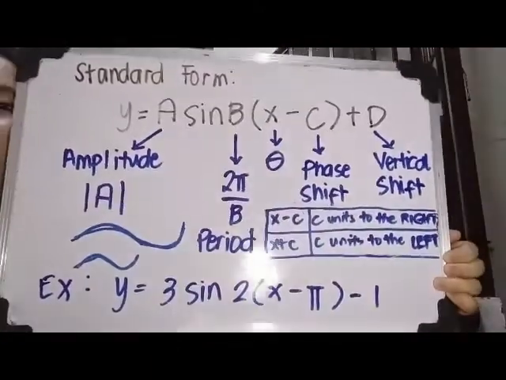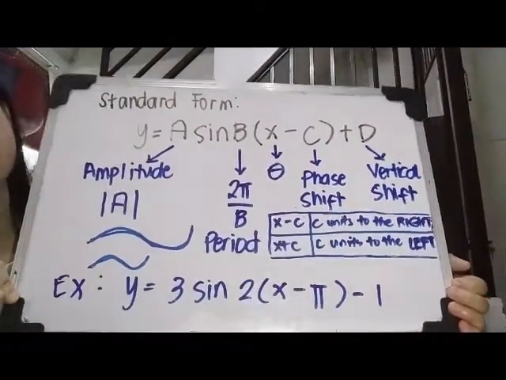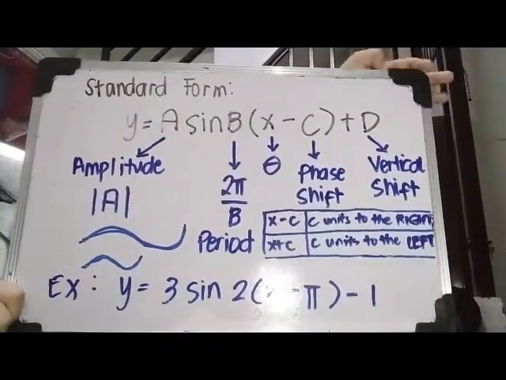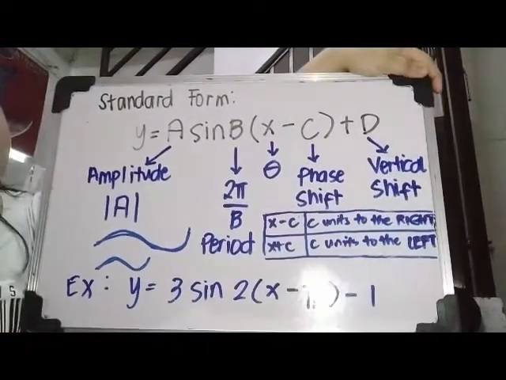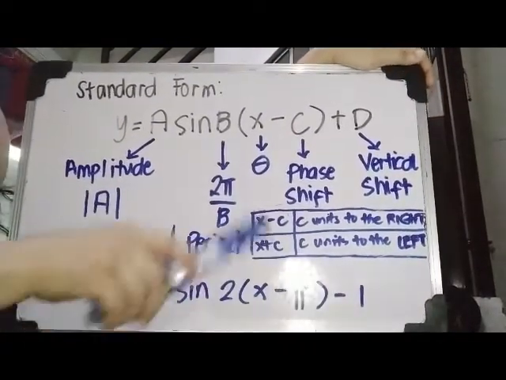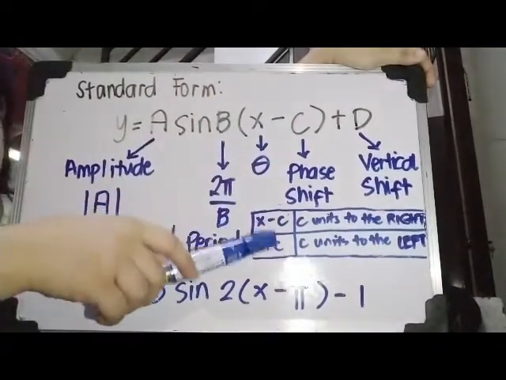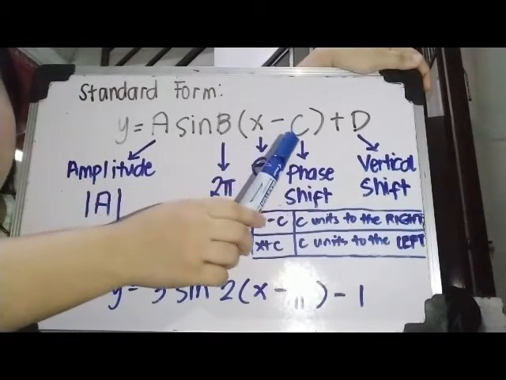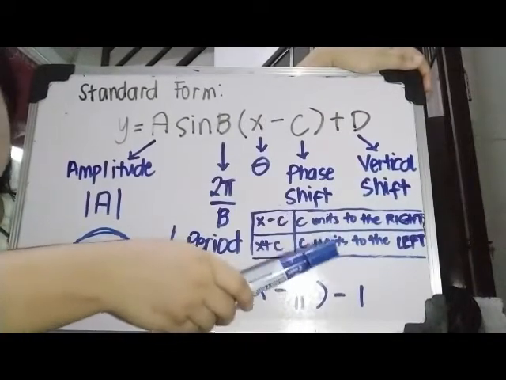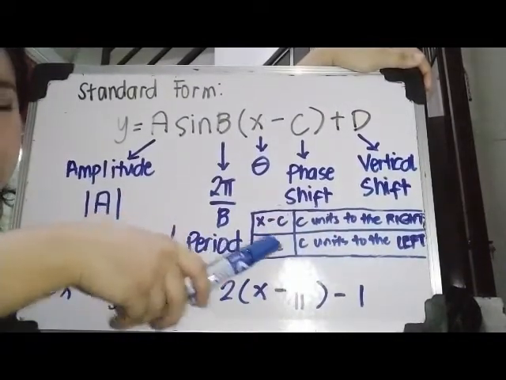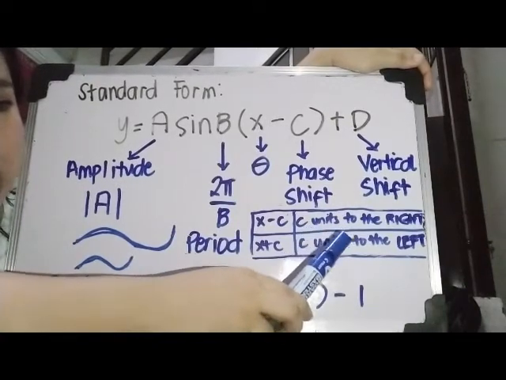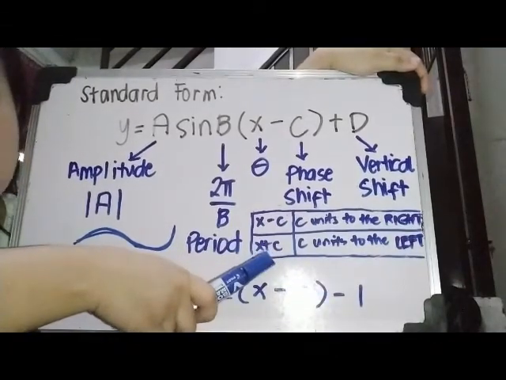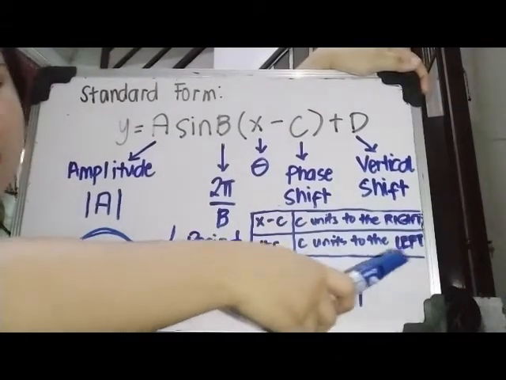Okay, now let's go to the phase shift. We know that the phase shift is the horizontal translation or horizontal shifting of the graph of a trigonometric function. It's given as the variable c. Take note that if the expression we have here is x minus c, even if this is negative, it doesn't mean that we will move to the left. It's the opposite. It's the other way around. If we are given x minus c, we'll then move c units to the right. If it is x plus c, we will move c units to the left.